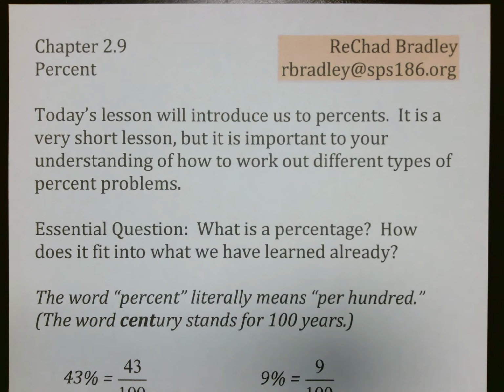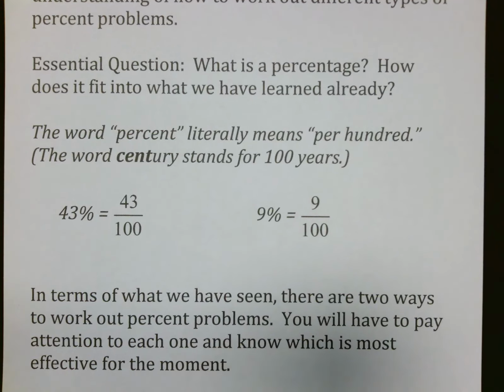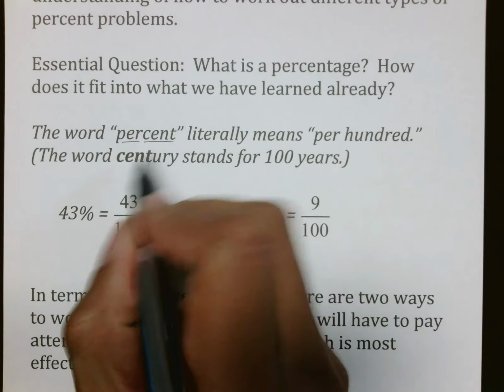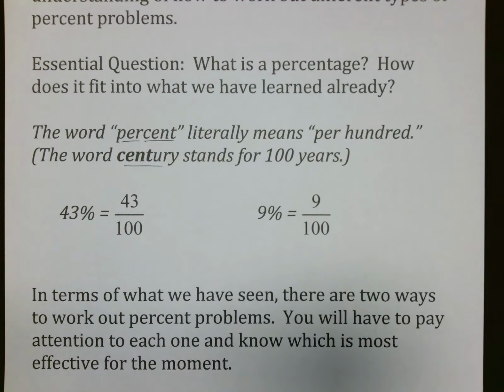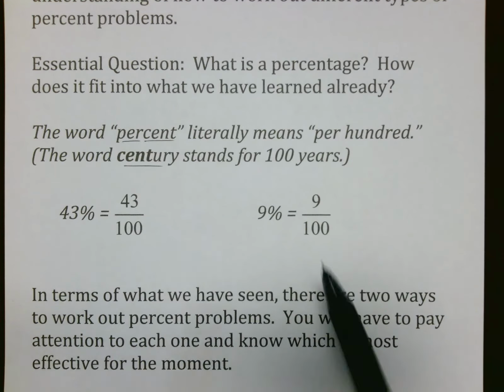So essential question, what is a percentage? How does it fit into what we've learned already? The word percent really means per hundred. The word per being right there and cent being short for century, it would be 100. So anytime you're saying 43%, it means 43 out of 100. 9% means 9 out of 100.